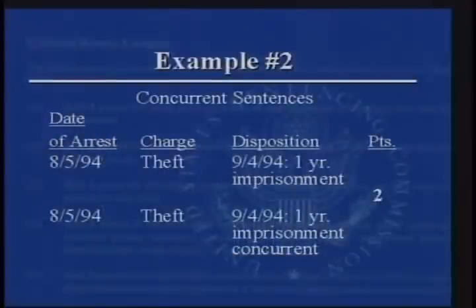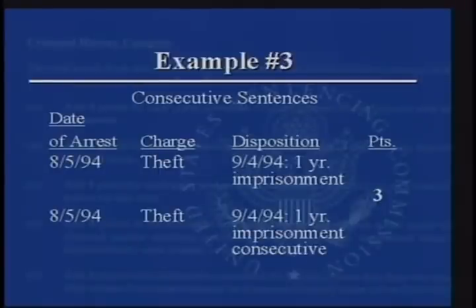Okay, Jay, should we talk about some examples to maybe highlight these two issues? All right. Our first example here shows cases that are considered related because they were consolidated for sentencing, both sentenced on the same day to 1 year imprisonment. So the total sentence here was 1 year. So we apply 2 points because that total sentence is over 60 days but less than 13 months. So we apply 2 points to the whole sentence of 1 year.